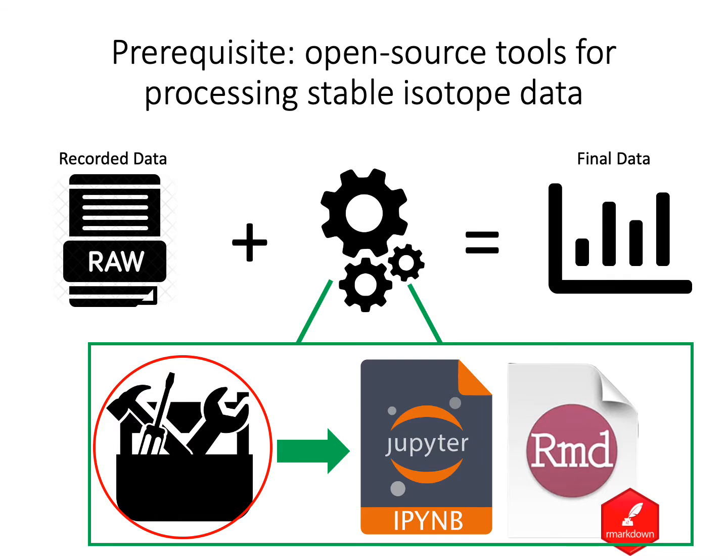We realized, though, that we missed some of the prerequisites that were needed to make this kind of approach a reality. Namely, we didn't have any open source tools for processing stable isotope data really from start to finish, often not even having a good tool to access the raw data file formats that are created by the mass spectrometers and the software that runs them.